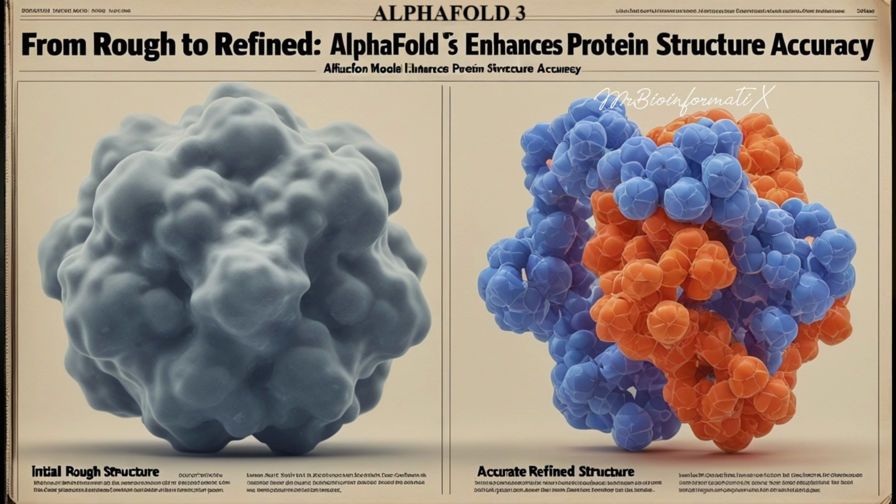Once the model makes its initial prediction, a diffusion model fine-tunes it. The model starts with a rough cloud-like structure of atoms and slowly adjusts them to make the protein structure more accurate.